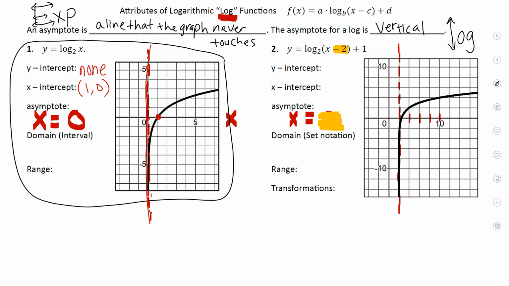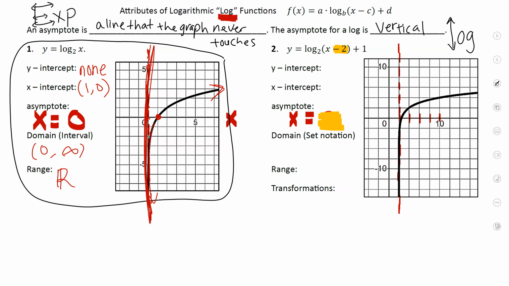Now, guys, my domain is different from when it was an exponential. Where's the left side of my graph? Where's the left side? 0. And it goes to infinity. My range, it goes forever down and forever up. So my range is all real numbers. That's going to be for every log. No, the domain is not all real numbers. The domain is 0 to infinity.